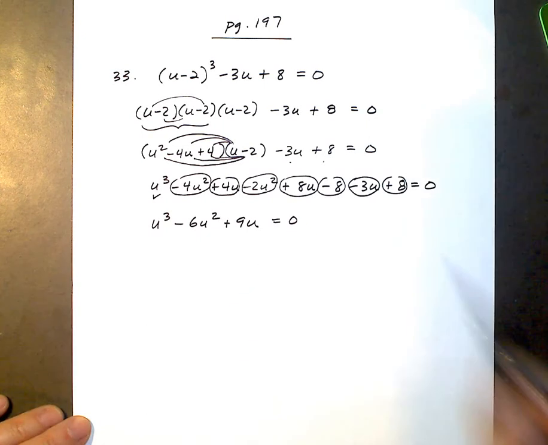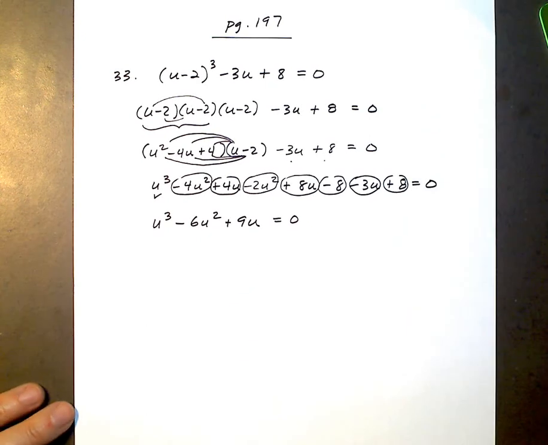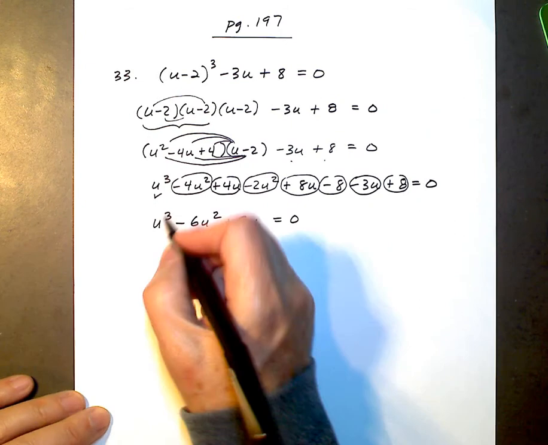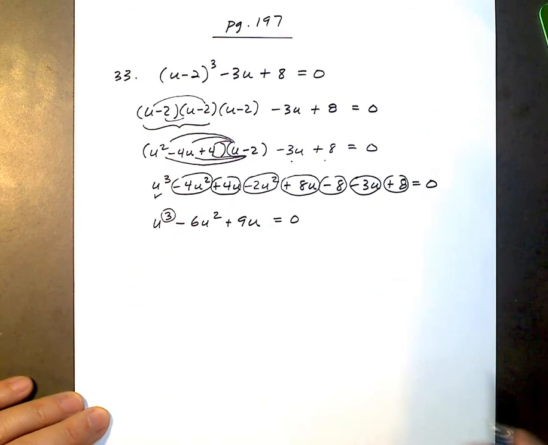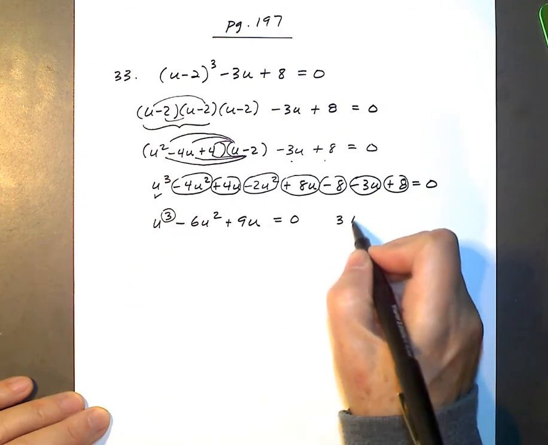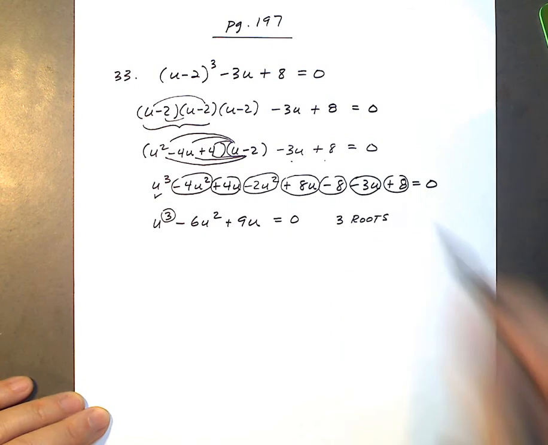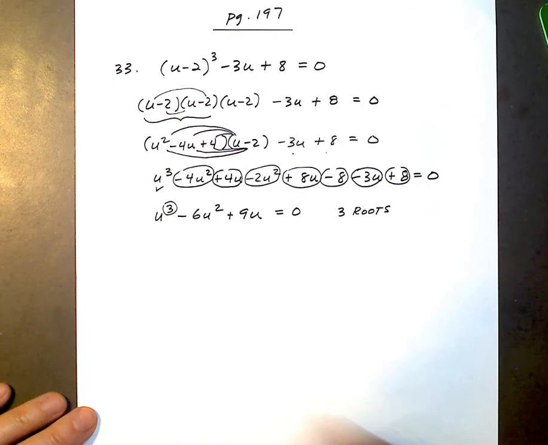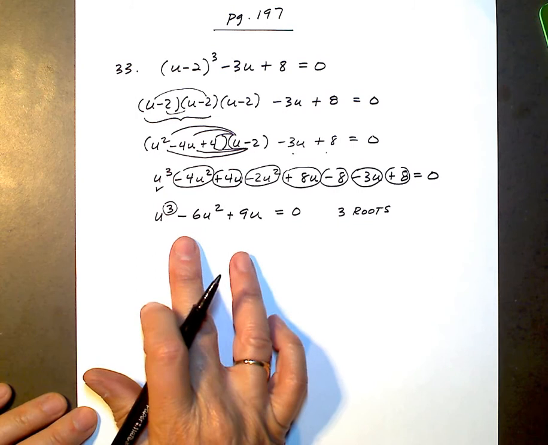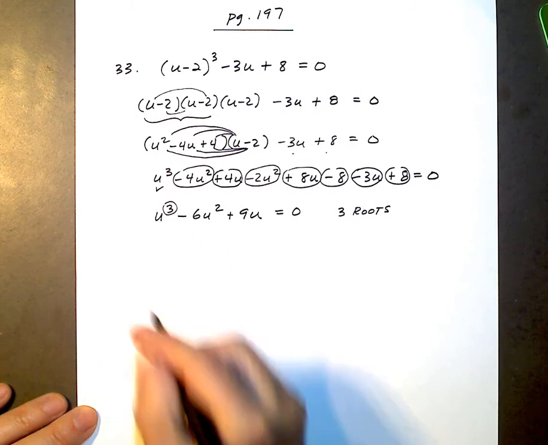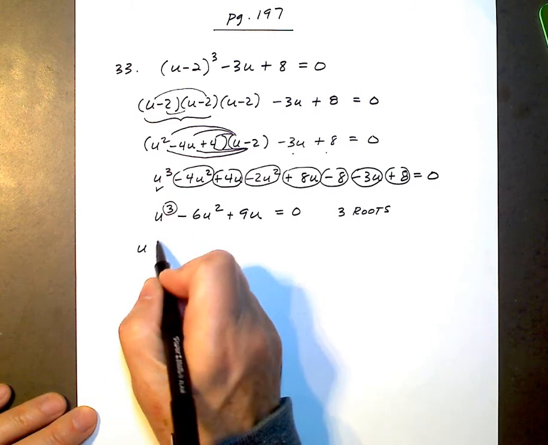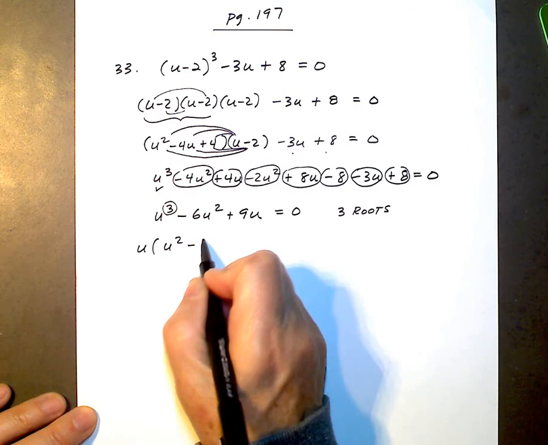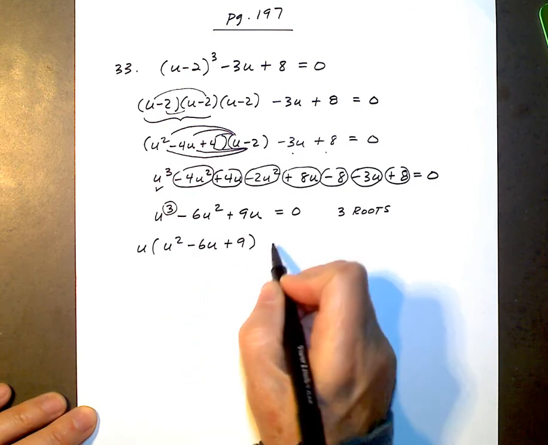Well, now it doesn't look so bad. And so I'm in standard form. My highest power of the variable is a 3, so I'm going to be looking for 3 roots, 3 solutions. So on this polynomial right here, I want to get out that common factor. Factor out the GCF, which is a u. And then I have u squared minus 6u plus 9 equals 0.